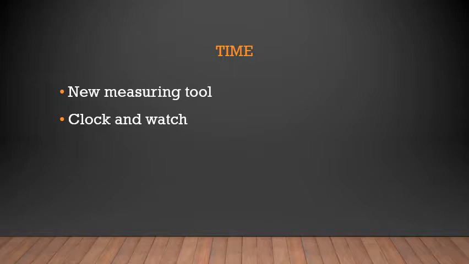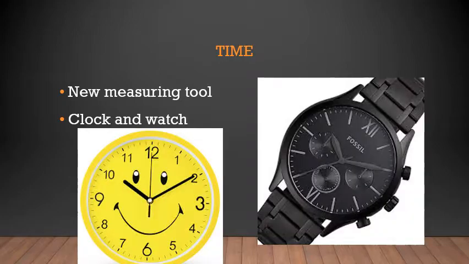So the new measuring tools for time are the clock and the watch. The wrist watches are called watches, and the clocks are the wall clocks. There are different types of clocks like wall clocks, table clocks and everything. These are the new measuring tools.